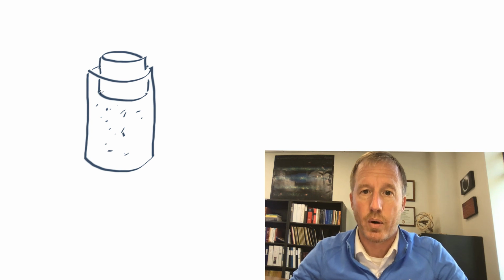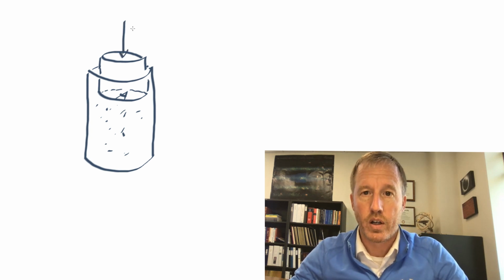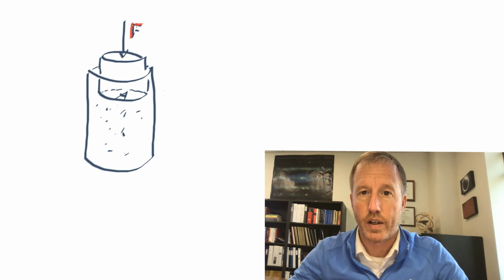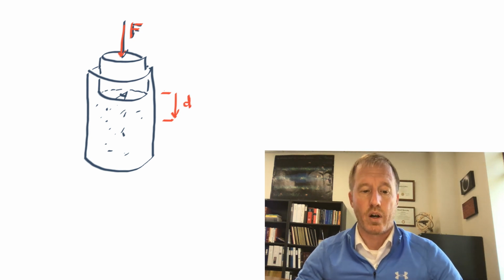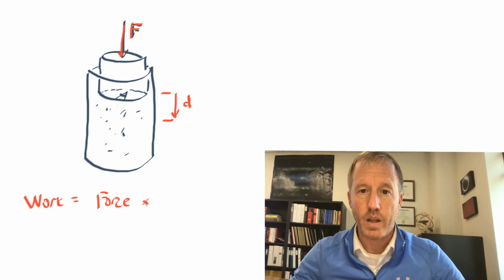And let's suppose that this piston has a cross-sectional area of A. Maybe it's 1 square inch. Now, if we apply a force to the top of this piston, and in so doing, move the piston down by a distance d, one could calculate the amount of work that is done in compressing this gas. Well, the work would be equal to the force that I'm applying, multiplied by the distance through which I move the piston. Interestingly, we can do a little bit of algebra here.